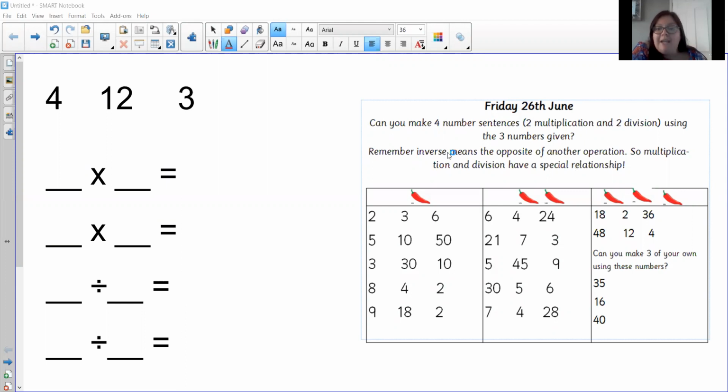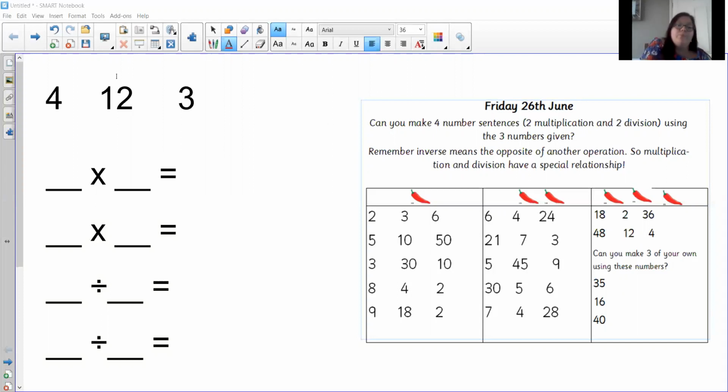So multiplication and division, as we know, have a special relationship because they are inverse of each other. That means that they are the opposite operation. So what I'm going to do today, I'm just going to model a couple of examples, and I'll also model an example for the 3 chili one that I've set at the bottom. So can you make 3 of your own using these numbers?